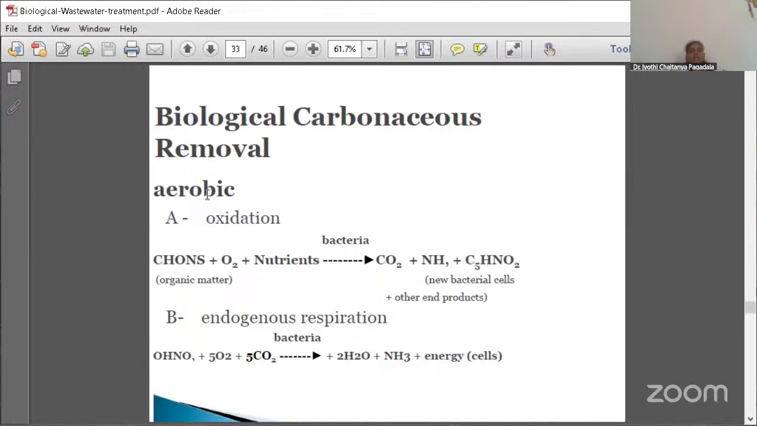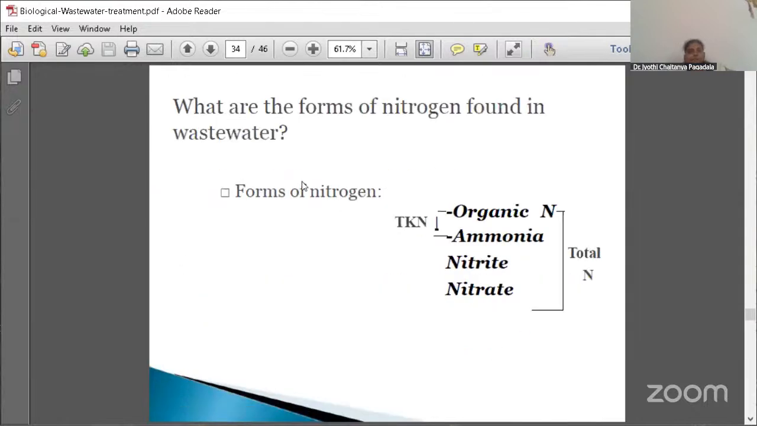Here we can see what happens during biological carbonaceous removal, where aerobic oxidation takes place. Here you can see the organic matter and the oxygen. The organic matter is treated with oxygen and nutrients by the bacteria. What happens? CO2, NH3, new bacterial cells, and other end products are produced. Coming to endogenous respiration, here you can see the production of energized cells.